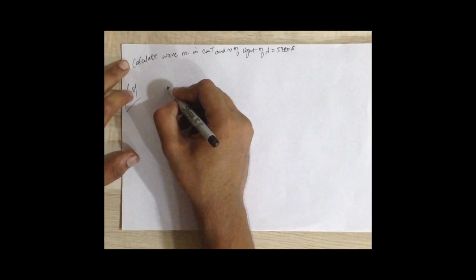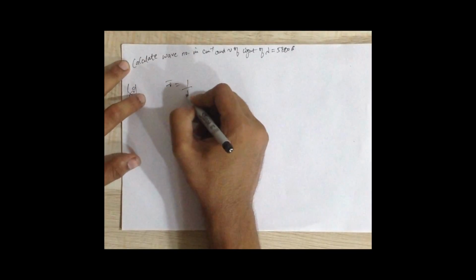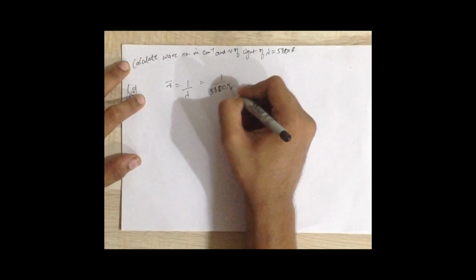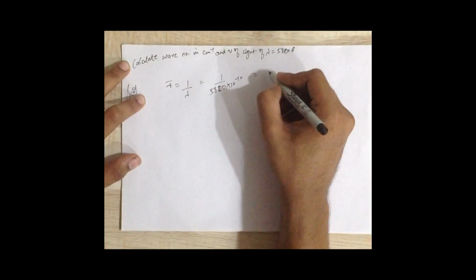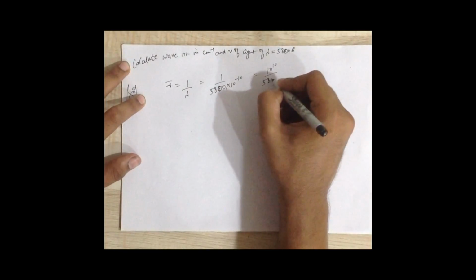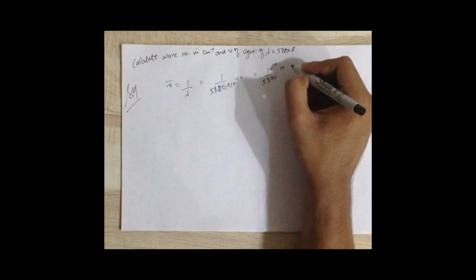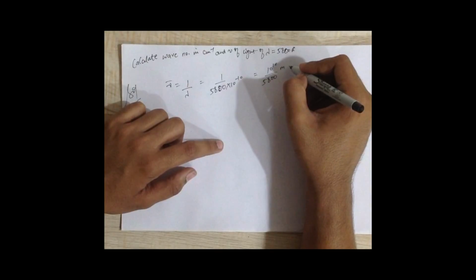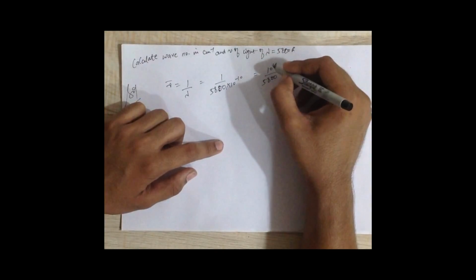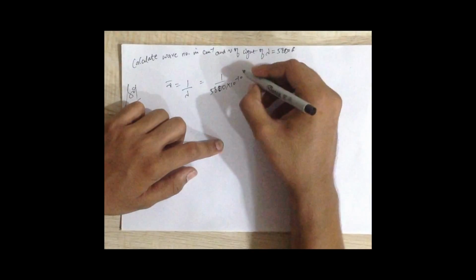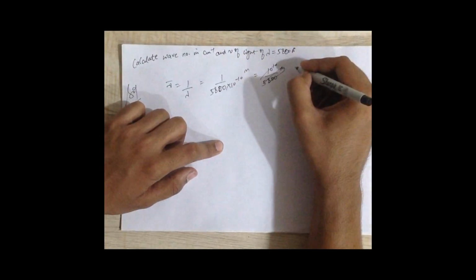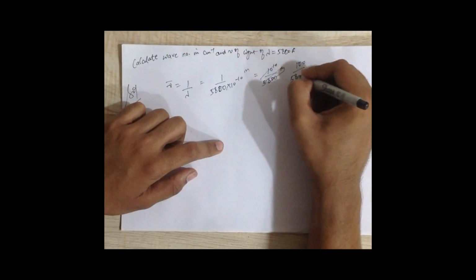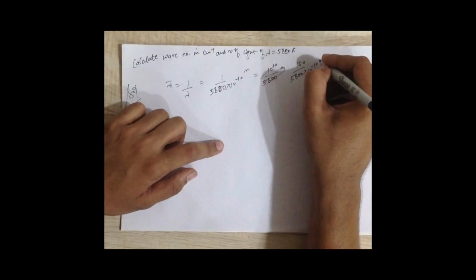As we know, wave number is 1 upon lambda. So lambda is 5800 angstroms. Angstrom is 10 to the power minus 10 meters. So this would be equal to 1 upon 5800 into 10 to the power minus 10, and this is in meters. As we want to convert it into centimeters, it will be 100 times 5800 into 10 to the power minus 10 centimeters.